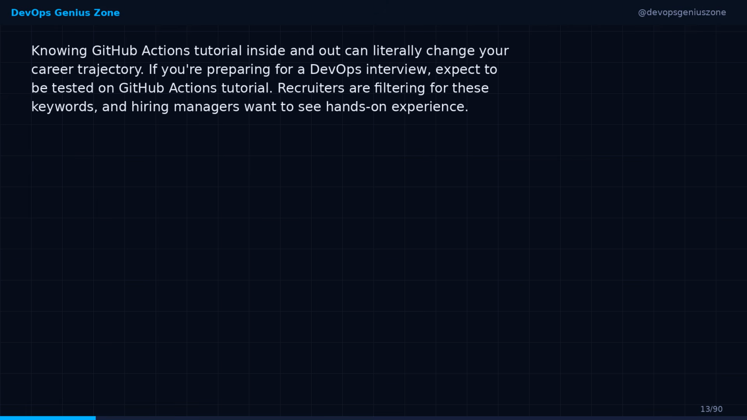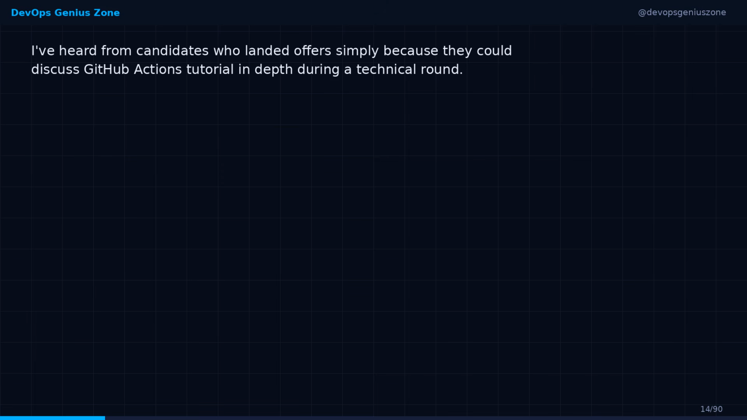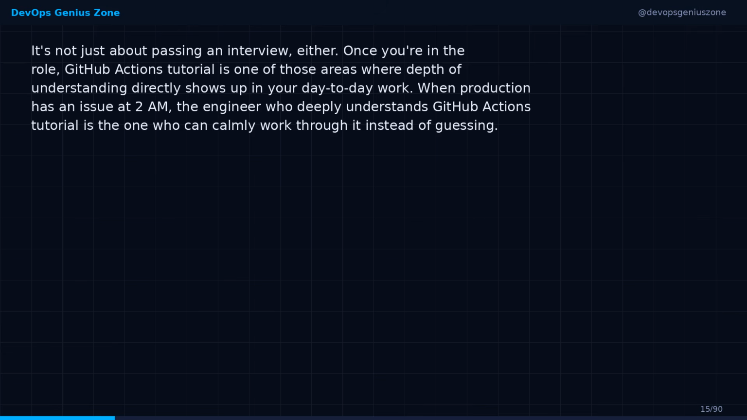Once you're in the role, GitHub Actions tutorial is one of those areas where depth of understanding directly shows up in your day-to-day work. When production has an issue at 2 a.m., the engineer who deeply understands GitHub Actions tutorial is the one who can calmly work through it instead of guessing. That reputation follows you. It's how junior engineers get trusted with bigger systems, and how mid-level engineers get considered for senior roles. Companies promote people who reduce risk, not people who just keep things running by luck.